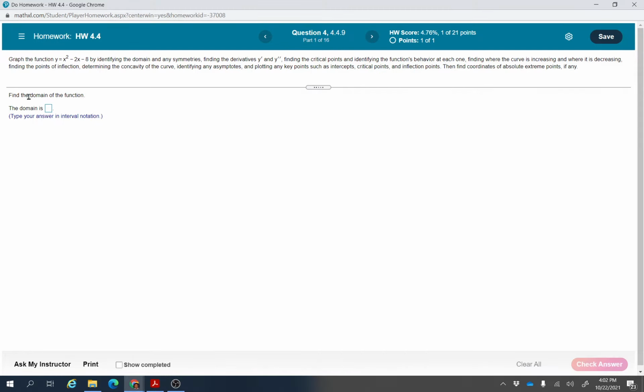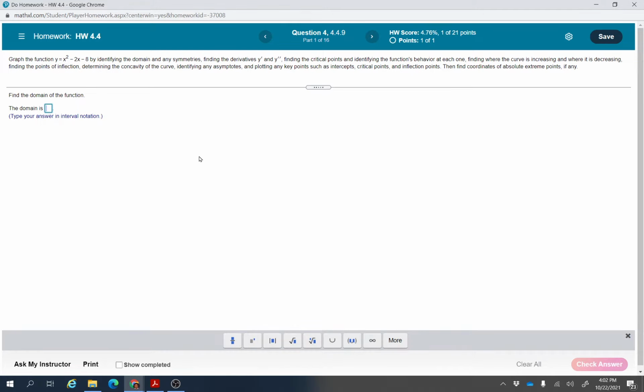Okay, so the first question is find the domain of the function. Look at the function. This is a polynomial function. The domain of a polynomial function is all real numbers, so that means it's going from negative infinity to positive infinity. So the domain is all real numbers. Basically this is a parabola, so you already know the graph, but we're just going to follow the steps.